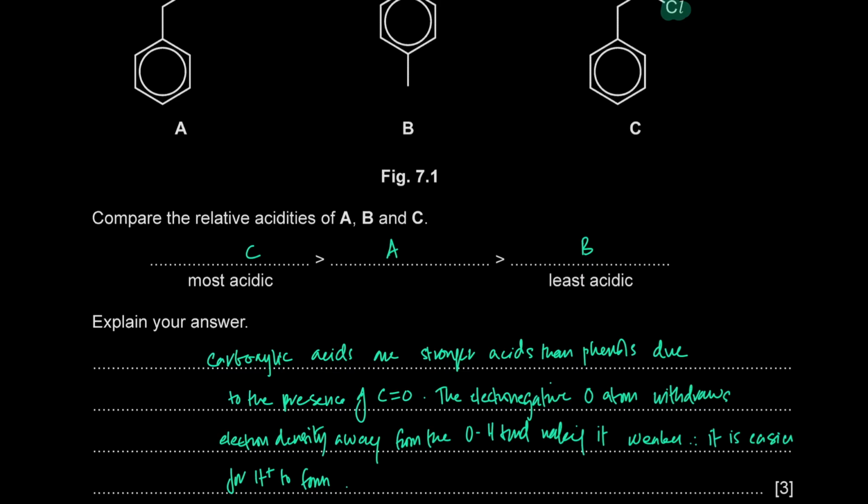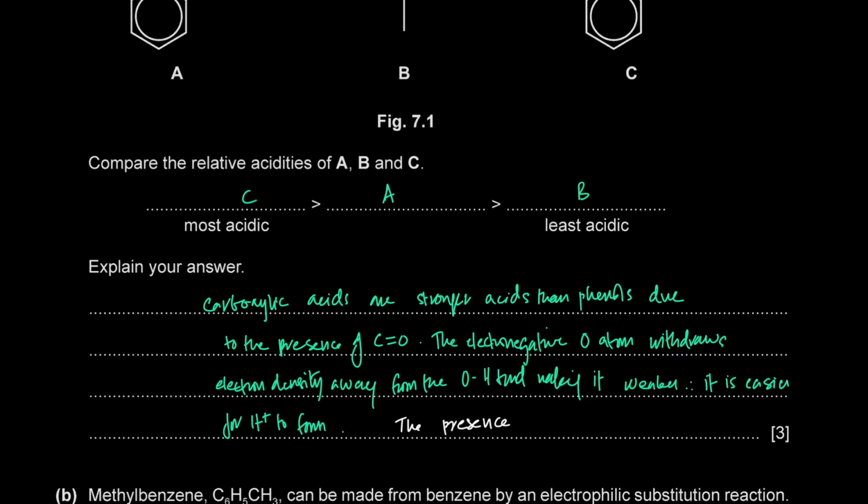Okay, and then we also have to explain the effect that the chlorine has. So the presence of the electronegative chlorine atom further weakens the OH bond by withdrawing electron density away from the OH bond.